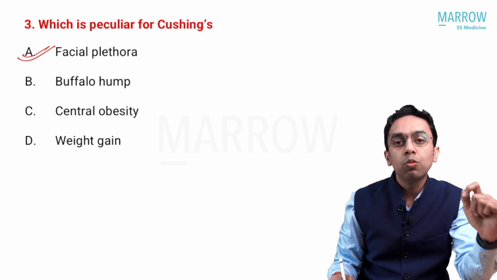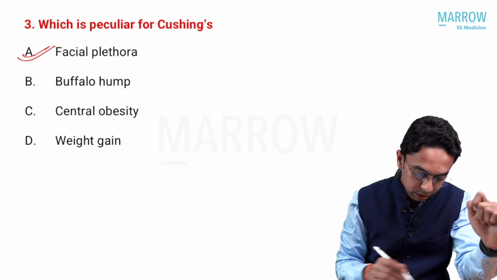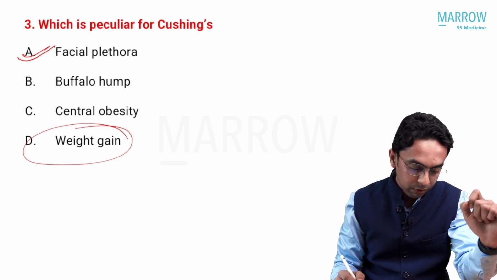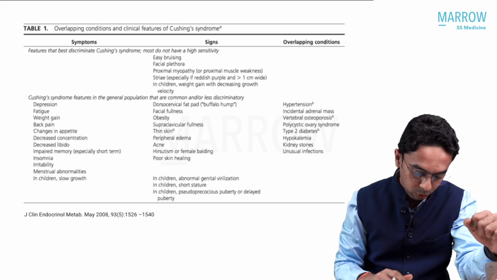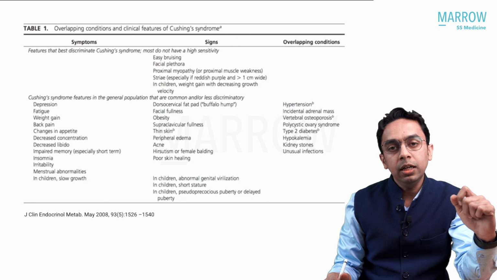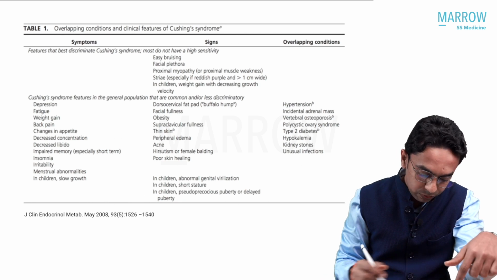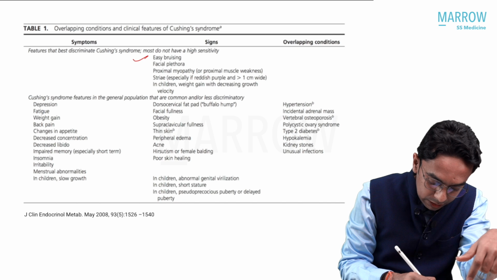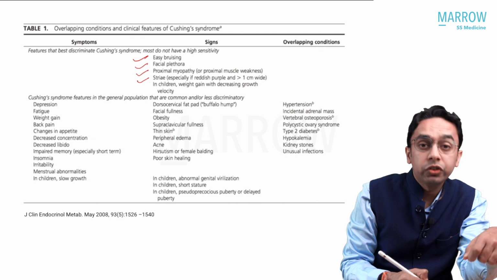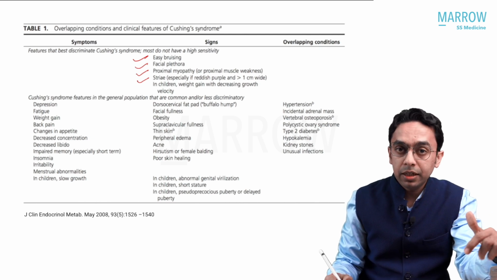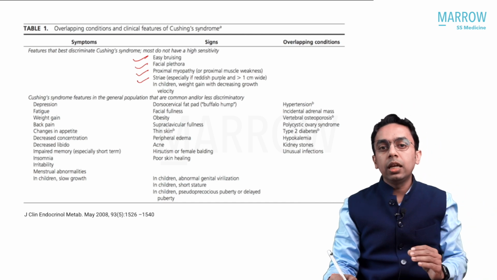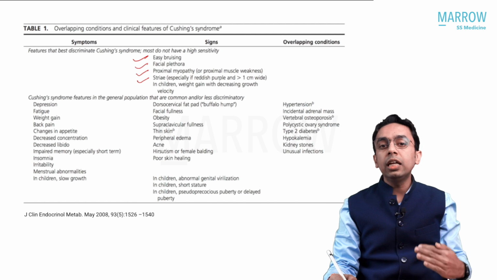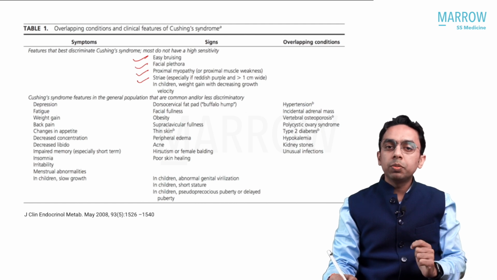If they had asked about the most common feature of Cushing's, then it would be weight gain, but they have asked which is peculiar, that means discriminatory. So that is facial plethora. I have taken these from the JCEM guideline 2008. You can see here these four features: easy bruisability, facial plethora, proximal myopathy and striae. These have a higher discriminatory index for Cushing's, and in children, if the child is gaining weight but not gaining height in proportion to weight, then probably this patient has Cushing's.